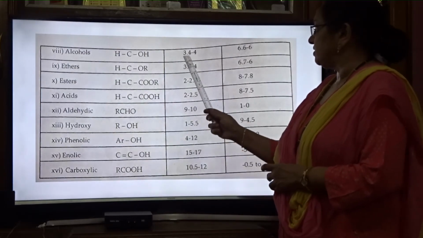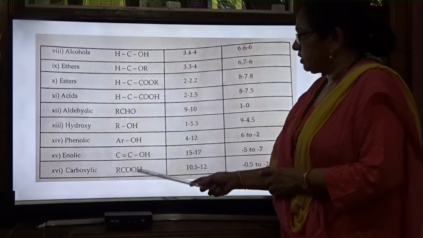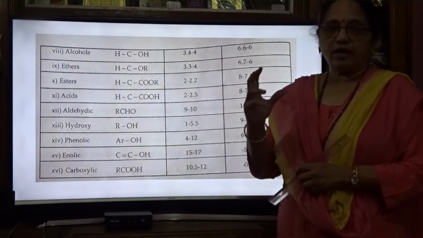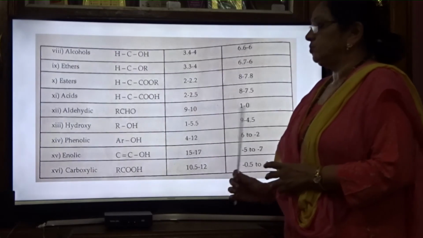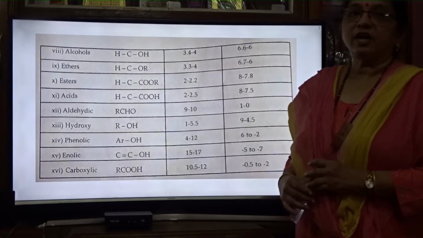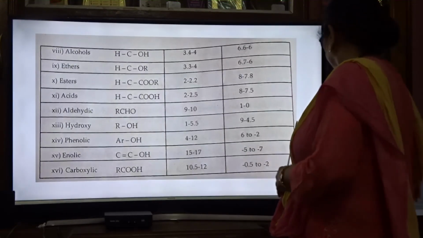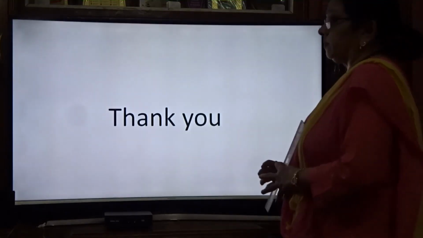If these functional groups are there in our organic compound whose NMR spectrum we are finding, then by these values you can identify that such and such groups are present in that compound. Thank you.